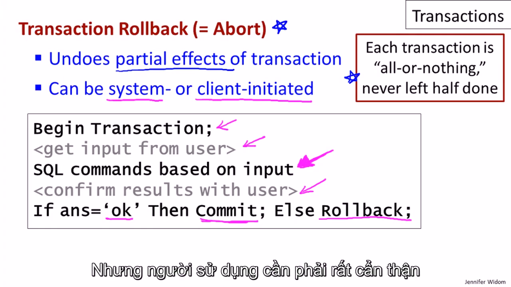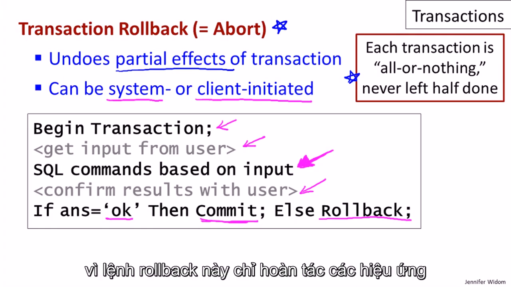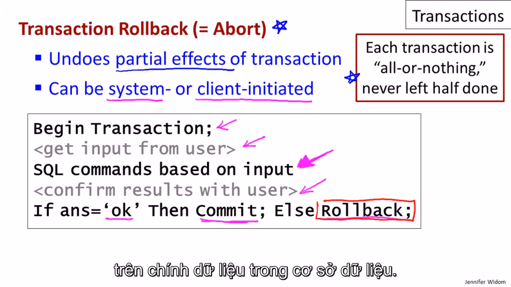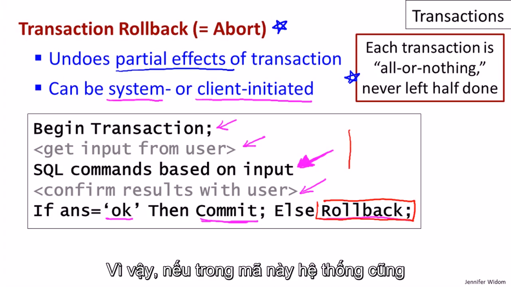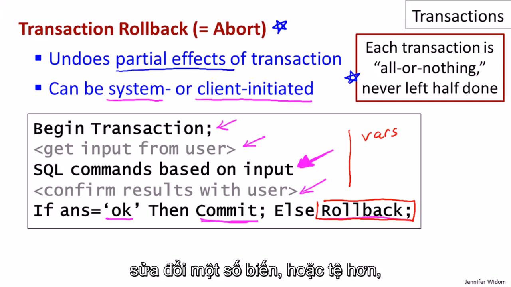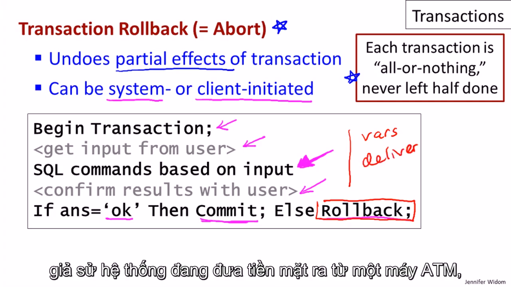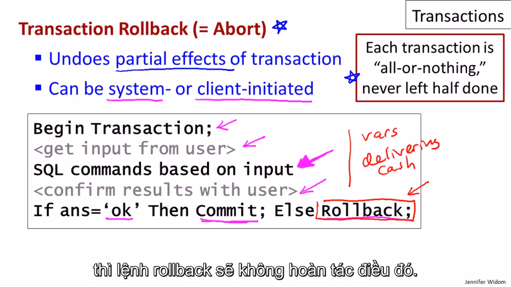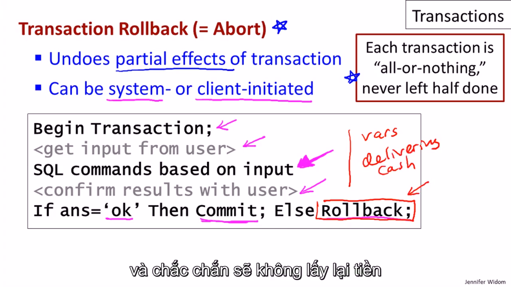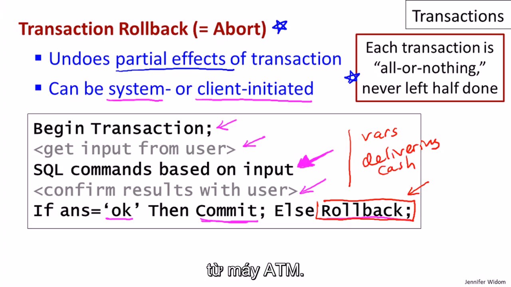But clients do need to be very careful because this rollback command only undoes effects on the data itself in the database. So if perhaps in this code the system was also modifying some variables or even worse, say delivering cash out of an ATM machine, the rollback command is not going to undo those. It's not going to modify variables, and it's certainly not going to pull that cash back into the ATM.